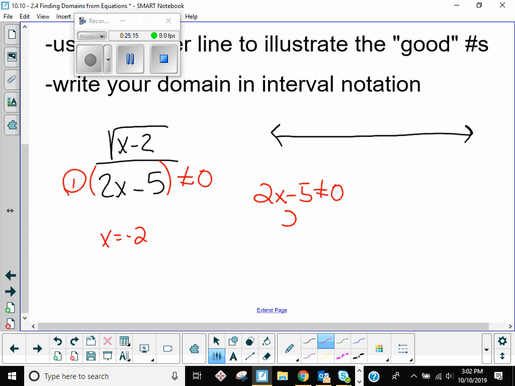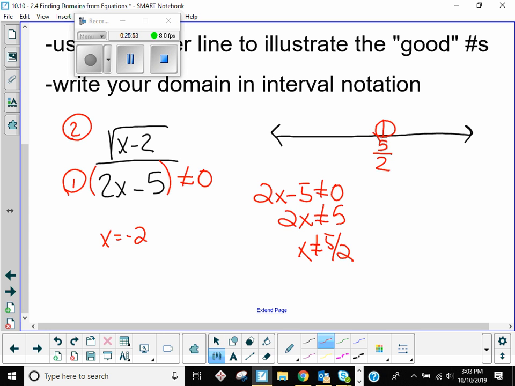I add 5 to both sides, and then I divide by 2. And I know that x cannot be 5/2, because if it was, and I plugged it in here, I get 0 in the bottom, and that's bad. So the first thing I need to exclude from all the real numbers is 5 halves. That's the first thing that I know is not going to work. Once you've taken care of the bottom, you just don't think about it for a second, and you can go to the top.